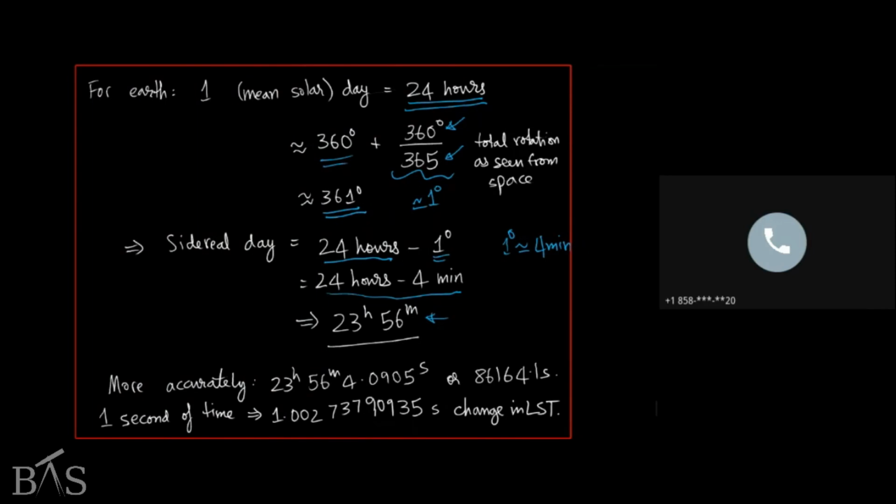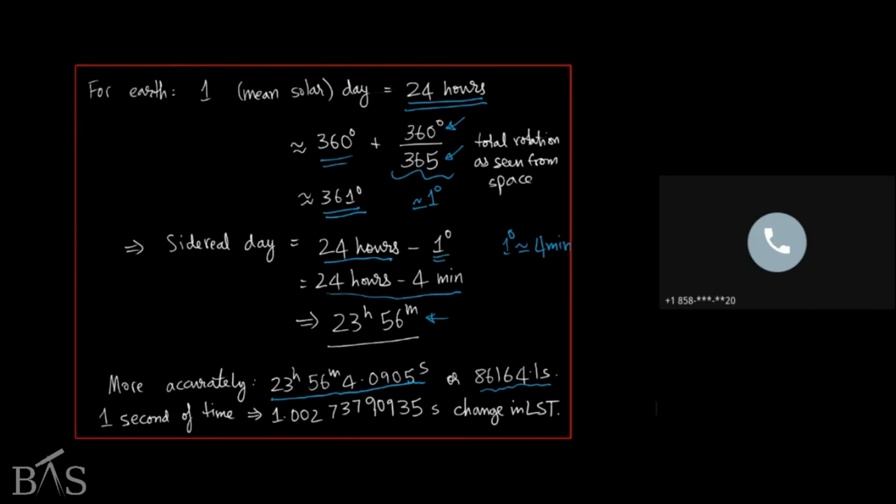So more accurately, the exact number, again, I got this from Wikipedia, is 23 hours, 56 minutes, and 4.0905 seconds. So this is the exact length of the sidereal day. Or in other words, it's 86,164.1 seconds. It's not 86,400 seconds, which is the regular day. It is 86,164.1 seconds.